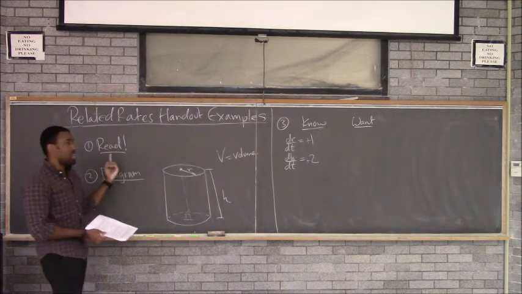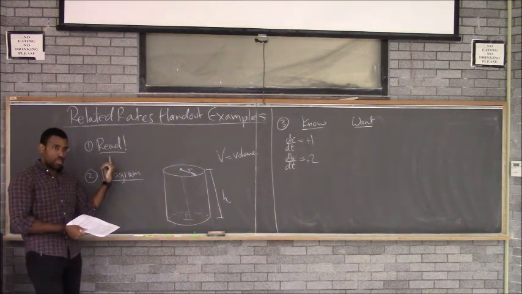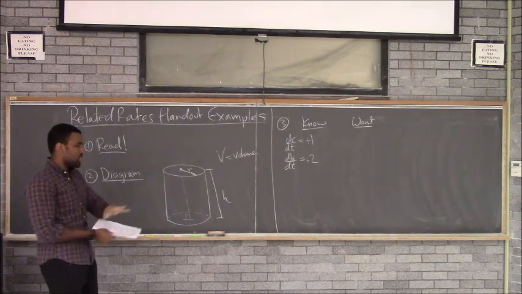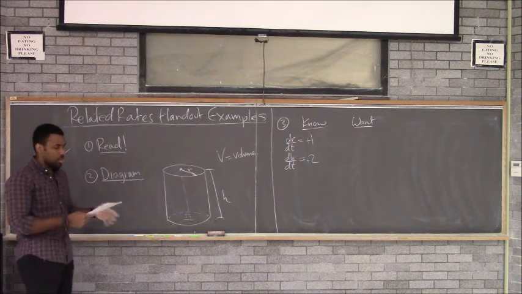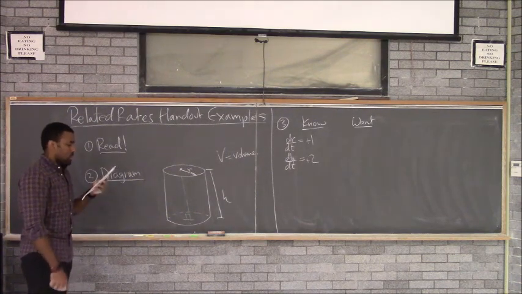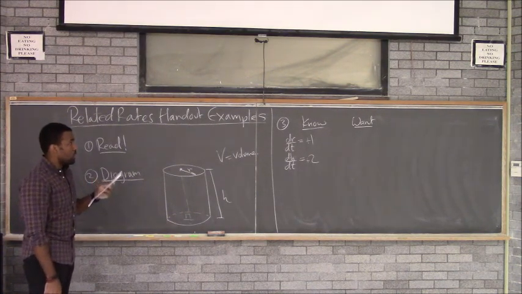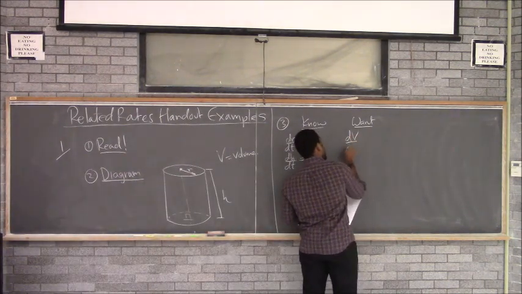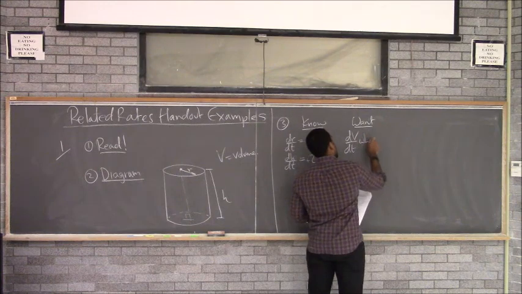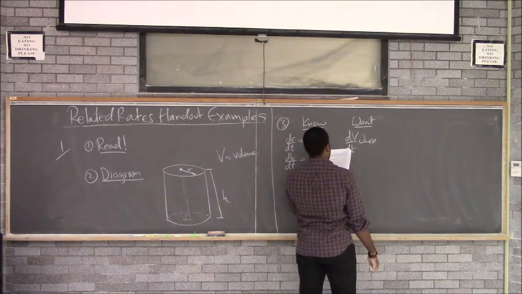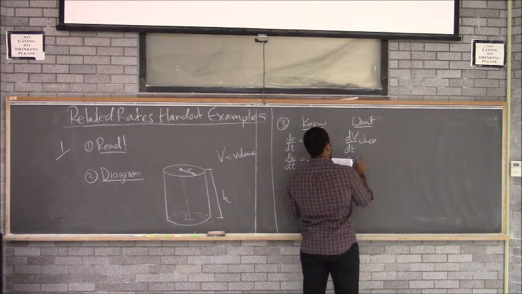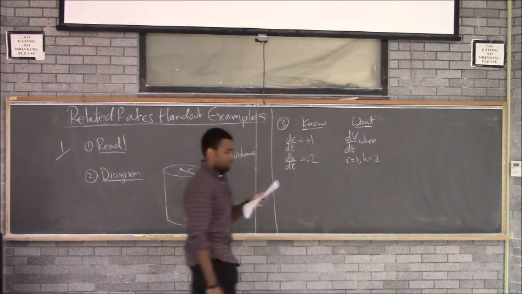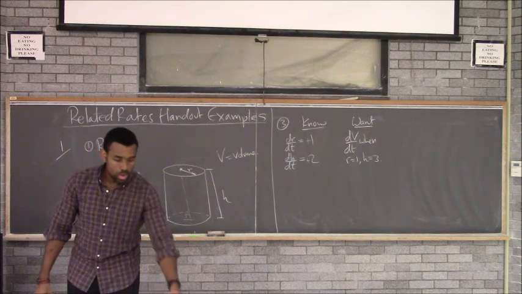This is why reading is an important step. You need to pay attention to all that: increasing versus decreasing, the situation, what shape would be here, etc. Okay. So those are the things we know. What do we want? Well, we want to know how fast is the volume changing when the radius is 1 and the height is 3. So I write down what I know and what I want to find.